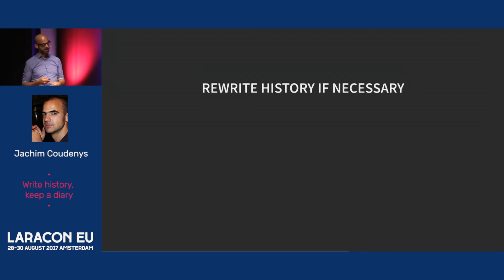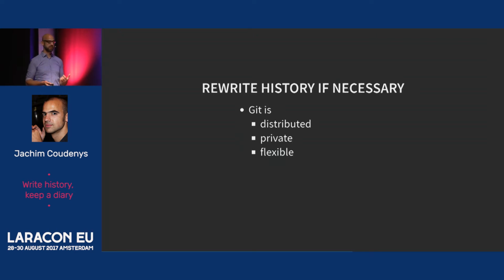But sometimes we have just done a commit that should be fixed, and we should rewrite history if it's necessary. I talked about that Git is distributed. It's private, so as long as you don't push to the server, nobody will see what you're doing, and it's very flexible. And because it's flexible, it allows us to rewrite the history we have locally before pushing it to a server.